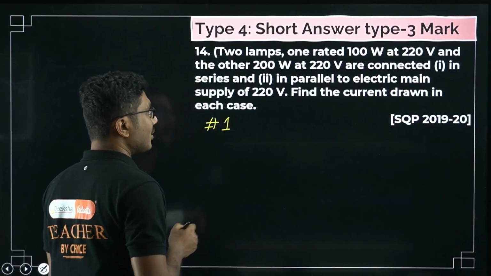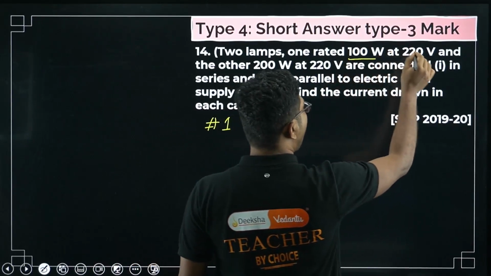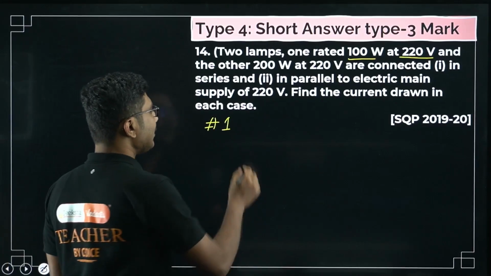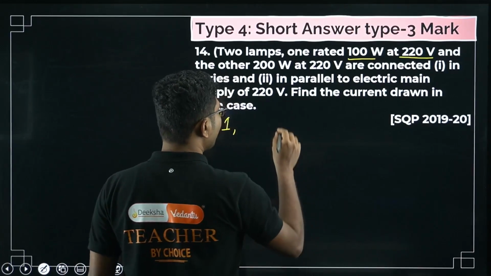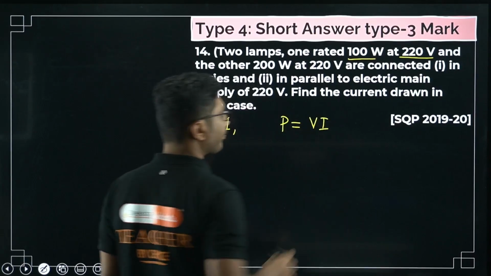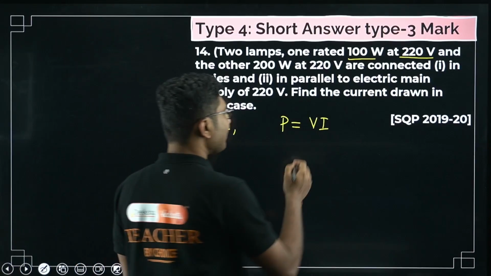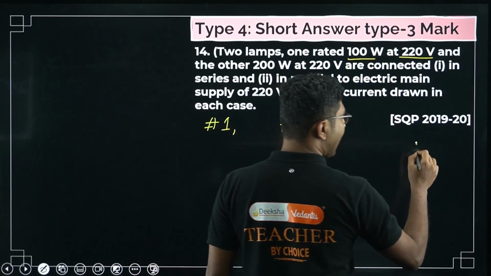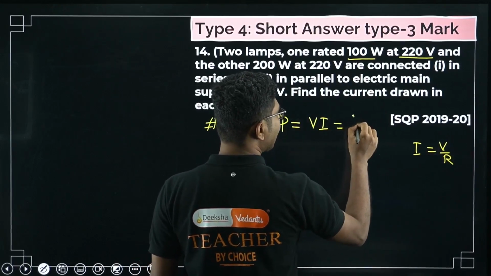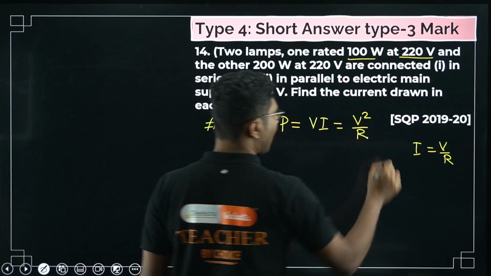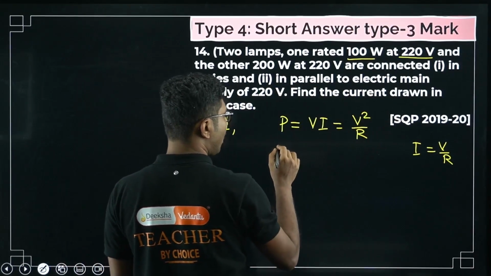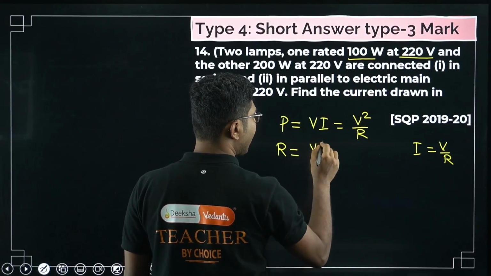What is the resistance? Power is given and the voltage rating is given. When power and voltage rating are given, you can calculate the resistance. How? We know that power is basically VI. I is not given, but we know that I is equal to V by R. If you put that in, you will get V square by R. So this is the relationship we need to use, or R is equal to V square by P.